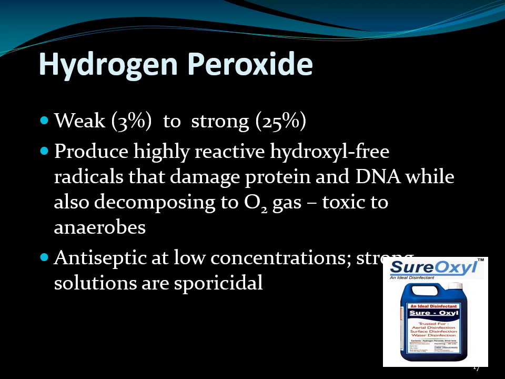Hydrogen peroxide can be of different concentrations. How does it act? It produces highly reactive hydroxyl free radicals that damage the protein and DNA. At different concentrations, it is sporicidal only at more than 4 to 5%. 3% H2O2 is used for environmental surface disinfection, and we also use it for fogging. Nowadays fumigation in OTs is an obsolete procedure, so fogging is done, and for that we use hydrogen peroxide.